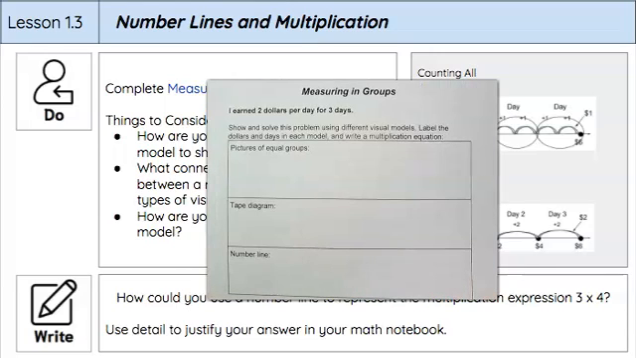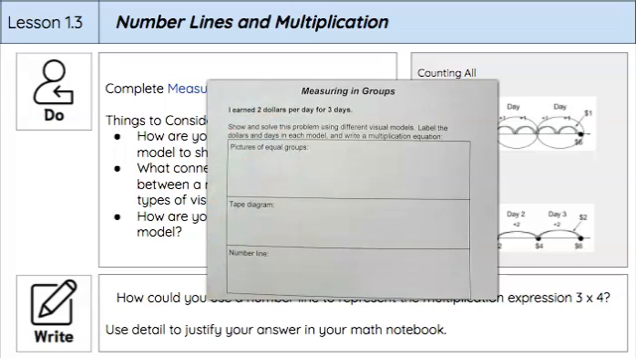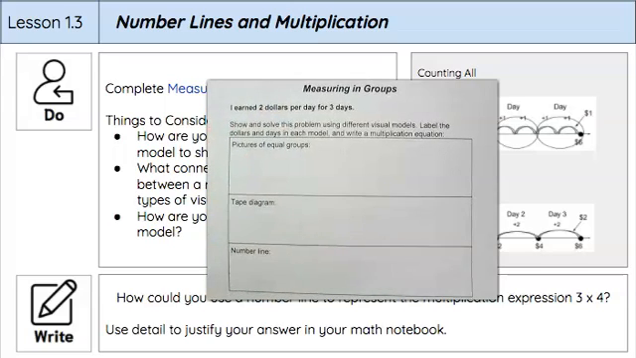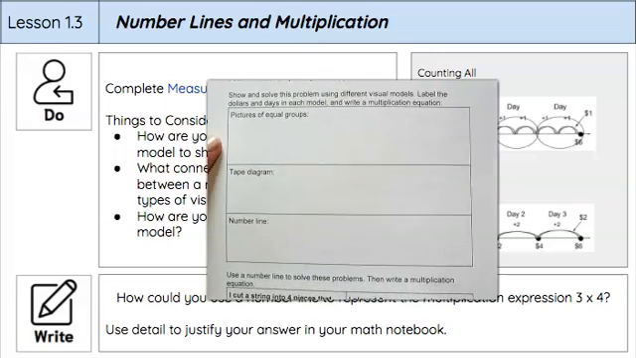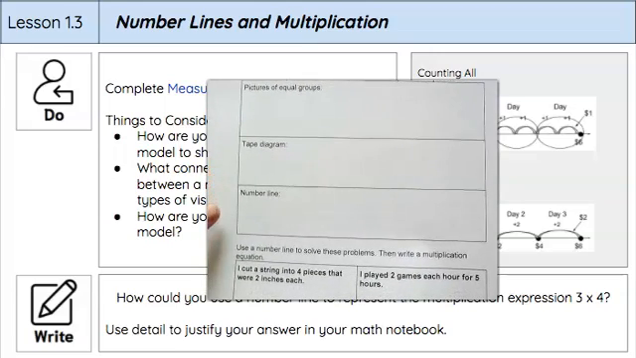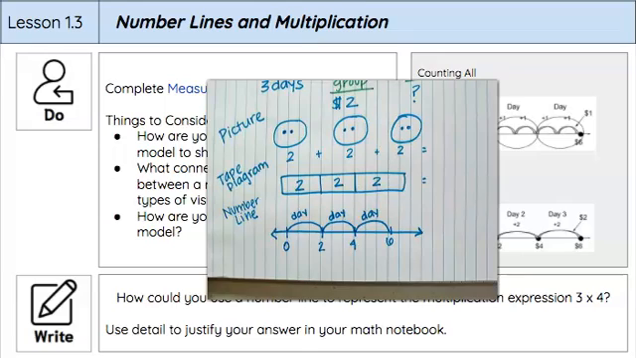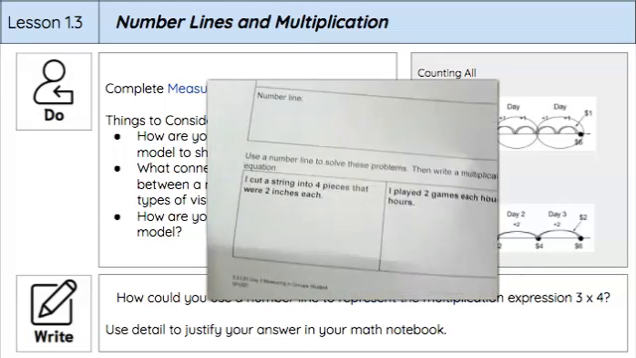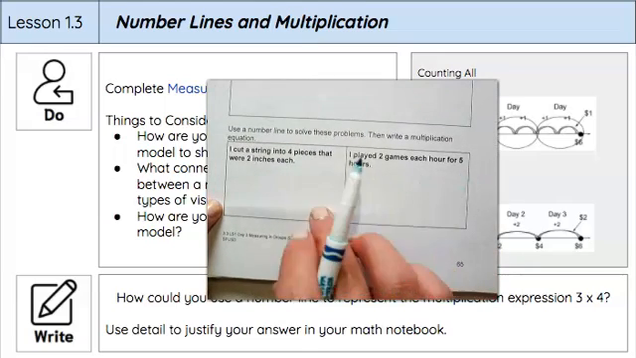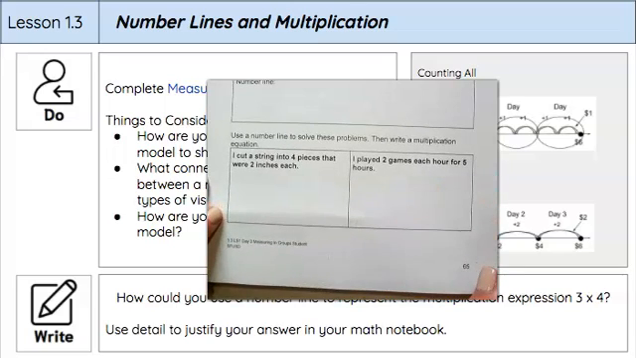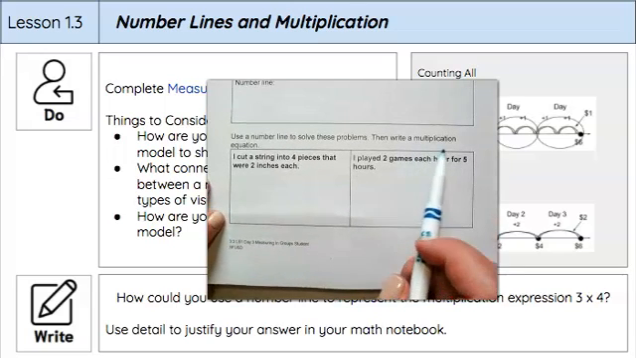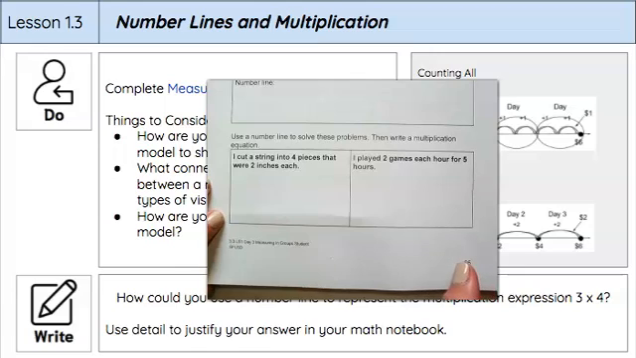This is your task for today, measuring in groups. You're going to do the first problem, which is what we just did. You're going to put it in pictures, in a tape diagram, and a number line. Again, we just did that. And then there are 2 more equations on here that you have to solve using a number line and writing a multiplication equation. An example of a multiplication equation would just be 3 times 2.